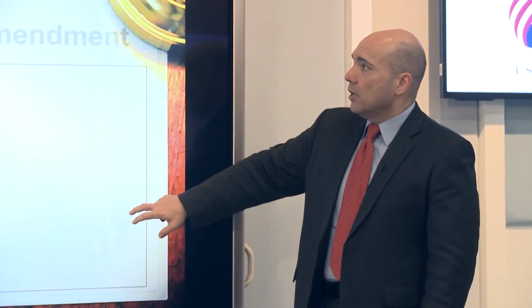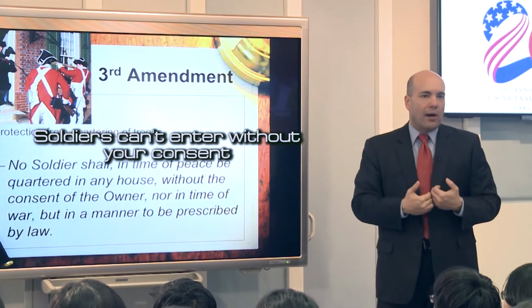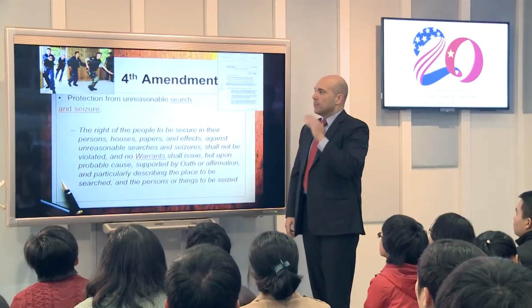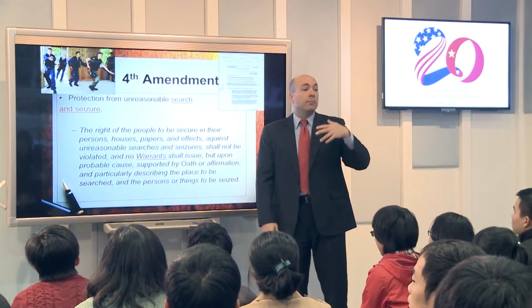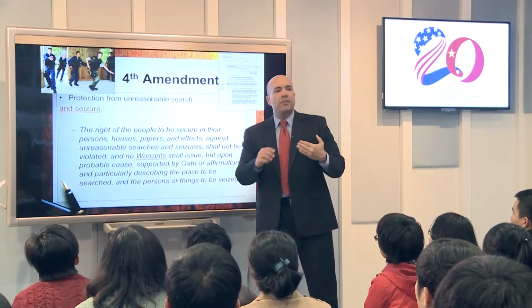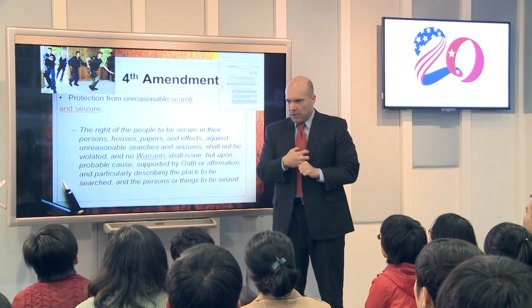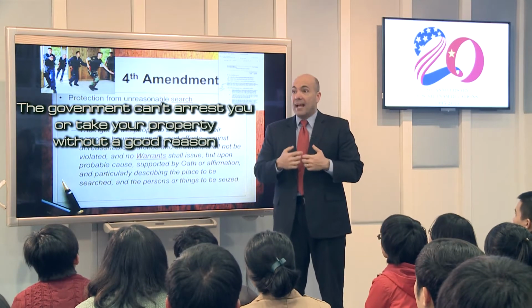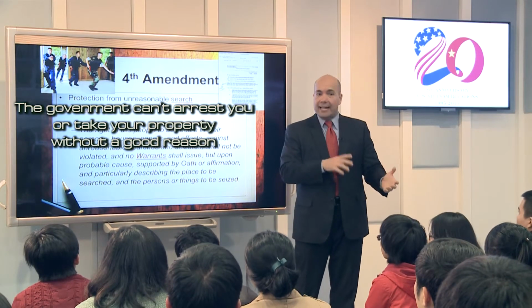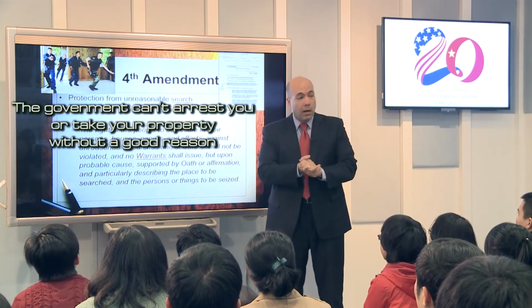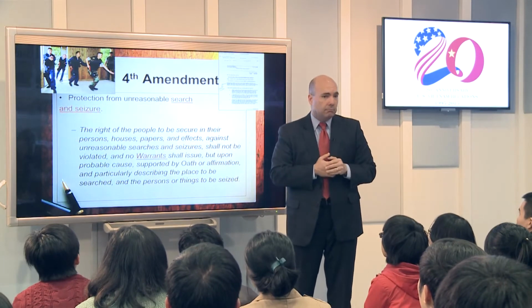The Third Amendment covers quartering of troops. So the Constitution says that the soldiers cannot come into your house unless you say it's okay. The Fourth Amendment is the protection, basically, from unreasonable search and seizure. And basically what this means is that if the government wants to arrest you, or if they want to seize your property, they have to have a good reason for doing it. It can't just be because, well, I don't like that person, so I'm going to arrest them.